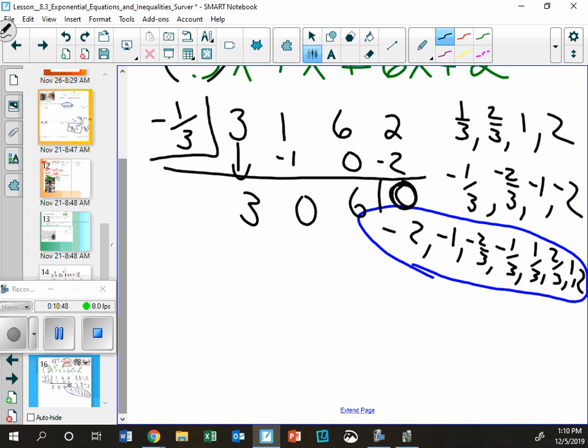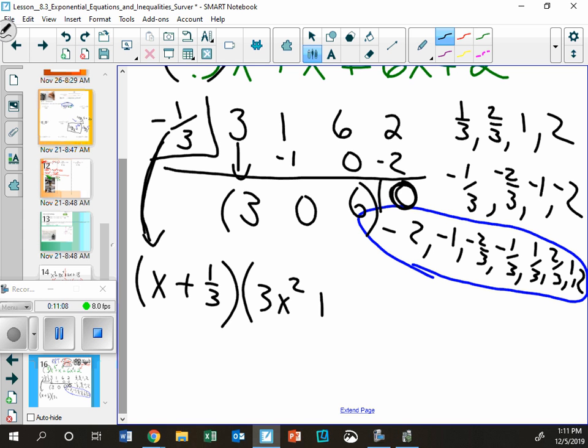But some of you might be thinking, but we already knew it was going to work. But the point is, now I know what the factors are, because I can translate that to x plus 1/3. Ooh, I almost said minus by accident. You always use the opposite sign. And then this I'm going to translate to 3x squared plus 6.